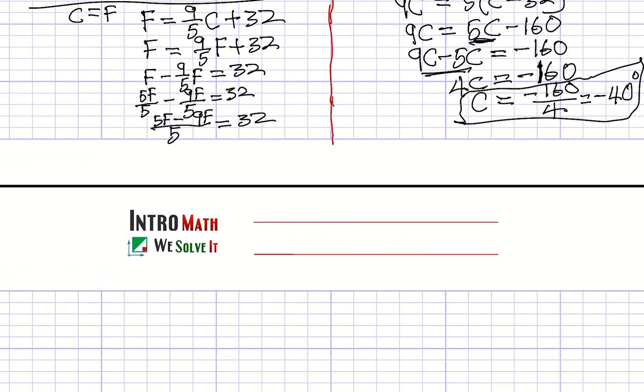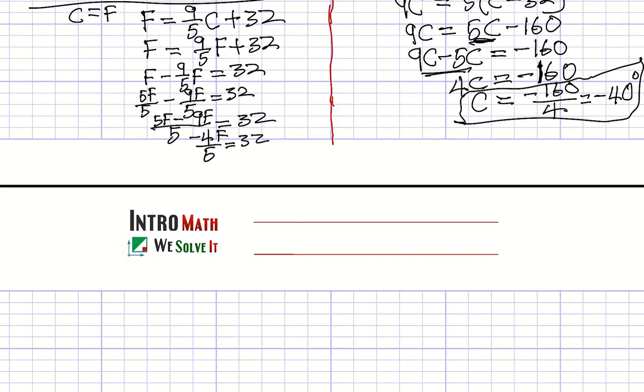What is that? We get C is minus 4F over 5 equals 32. Okay, you see that, right? So we'll multiply, because it's 5F minus 9F over 5. If we multiply the other side, we want to get rid of 5 in the denominator. We'll multiply the other side.